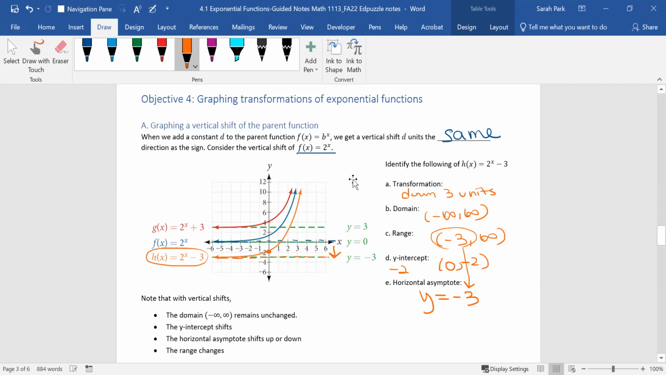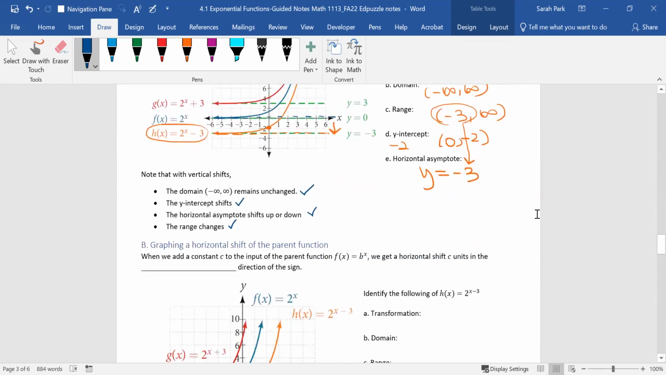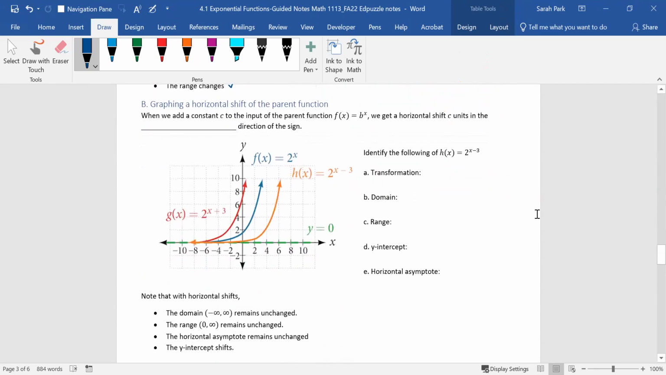Okay, so in general, with vertical shifts, the domain of negative infinity to infinity remains unchanged. The y-intercept is going to change. The horizontal asymptote is going to also shift up or down depending on your vertical shift, and your range will also change. Okay, now let's take a look at horizontal shifts.